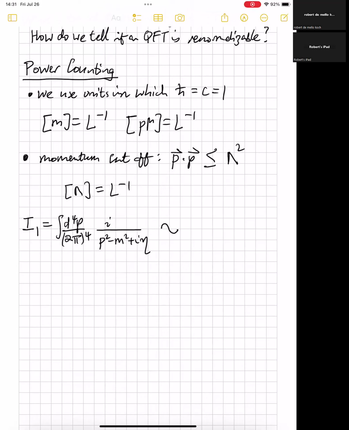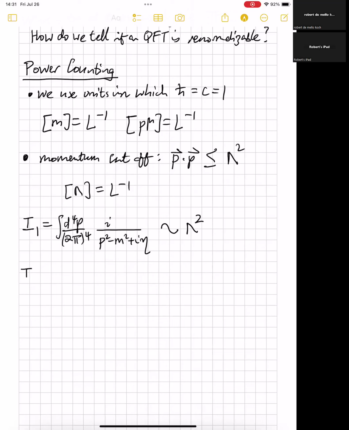You'd Wick rotate. After you've Wick rotated, you'd change from the 4 components of momentum to one magnitude of the momentum and 3 angles. The integral over the angles is trivial. The integrand doesn't depend on the angles. And we find that this will behave like Λ^2.